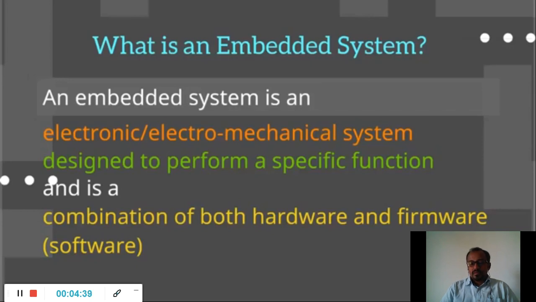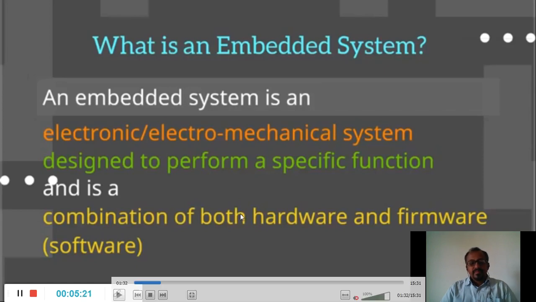But if you look at the laptop, you can use it as a music player, you can play videos, you can make files, you can do computing operations, you can use that PC to develop. That is the difference between an embedded system and a general computing system. Once again I repeat the definition: an embedded system is an electronic, electromechanical system designed to perform a specific function and is a combination of both hardware and firmware.